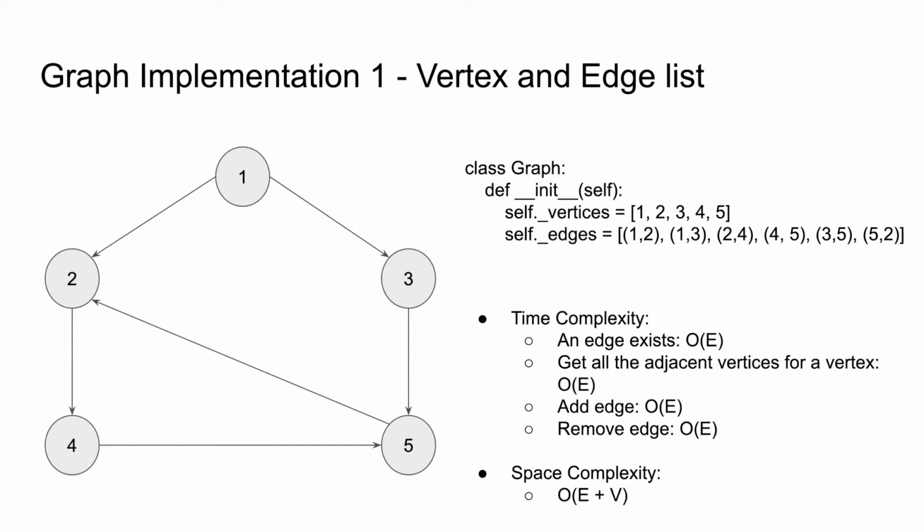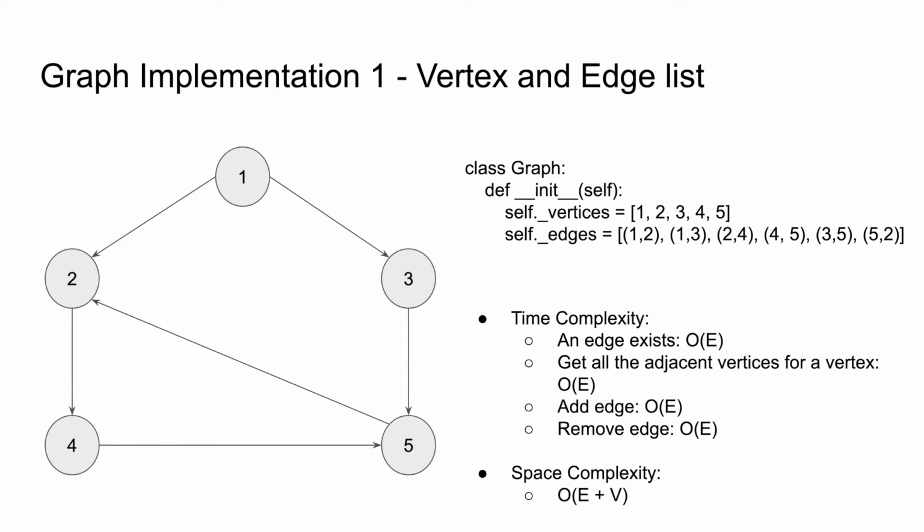If you see, the edges are like (1, 2), (1, 3), (2, 4), (4, 5), (3, 5), and (5, 2). They are different tuples basically, and we are keeping track of all the edges in this particular form. This particular approach has its own pros and cons. Let's look at them using time complexity and space complexity, and compare this particular approach with the other representations we can have.